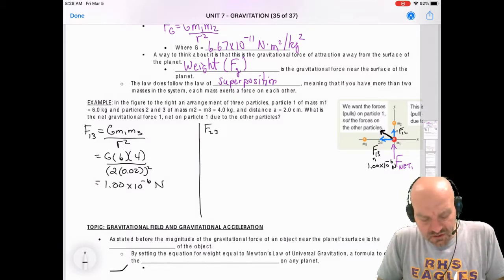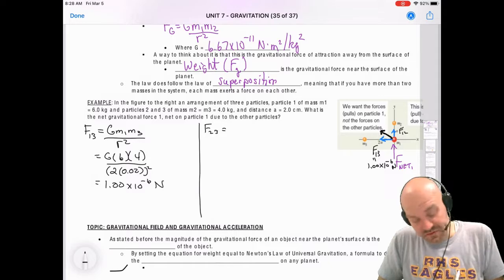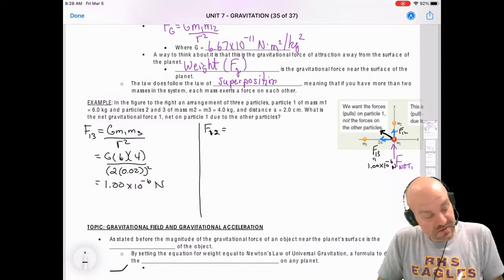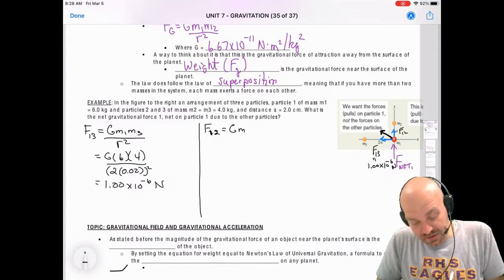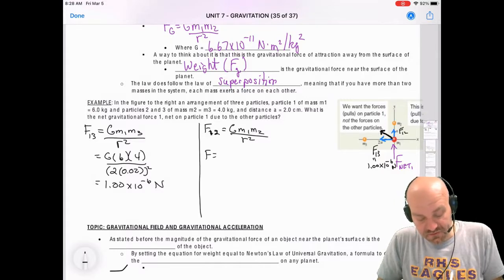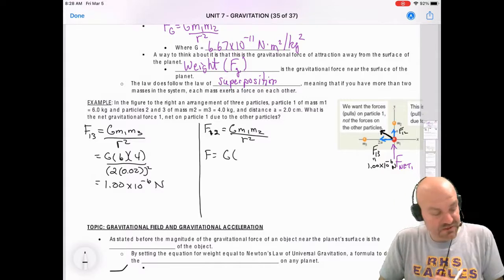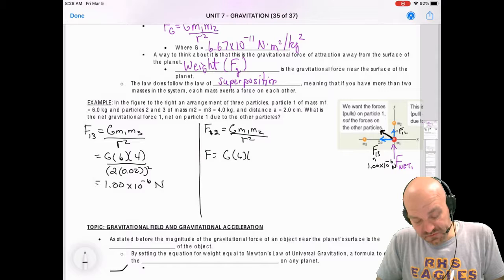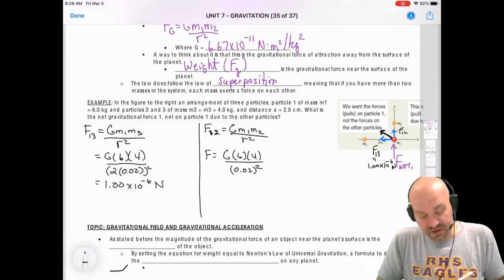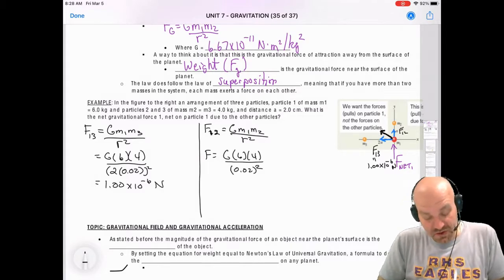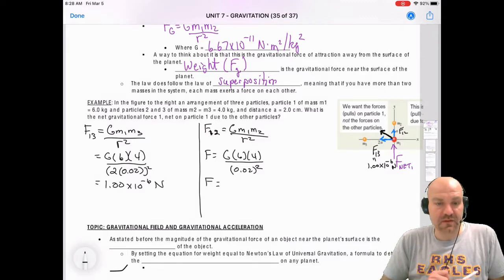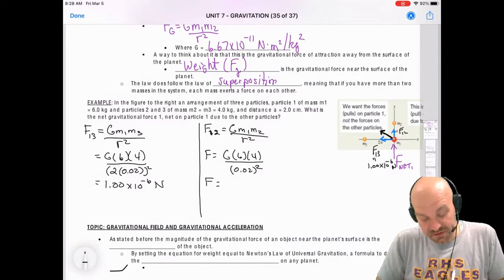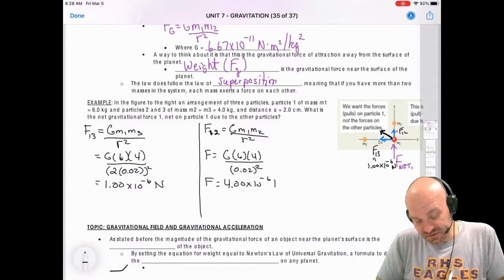So now let's figure out F of 1 on 2. Again, we're going to use G M1 M2 over R squared. So it's going to be F equals G, and again, I'm just going to put G there. 6 times 4 over, now we're only a distance of a away, so it's going to be 0.02 squared. Again, don't forget to square the denominator, common mistake. So it's going to be 4 times 10 to the negative 6 newtons.